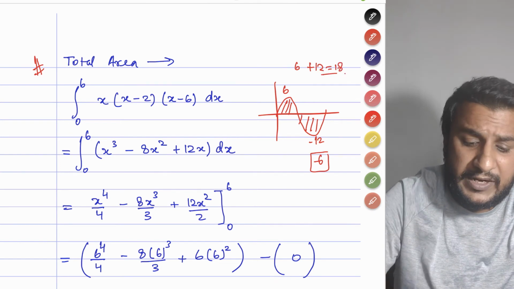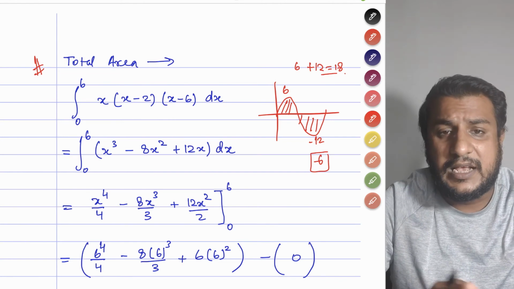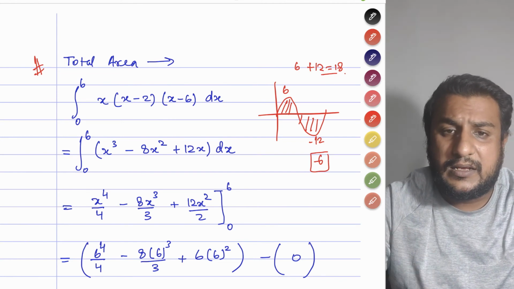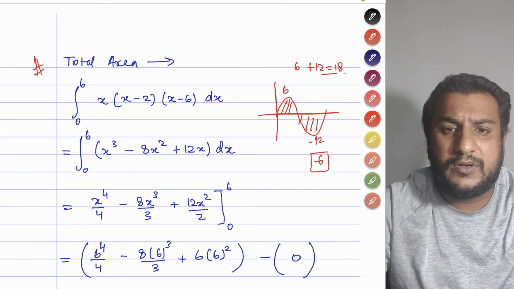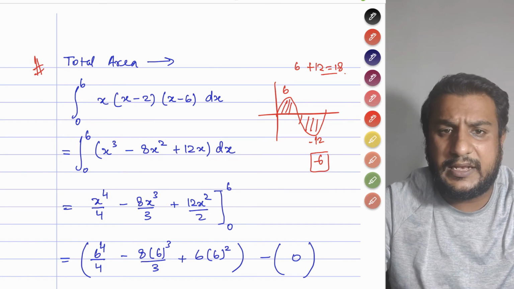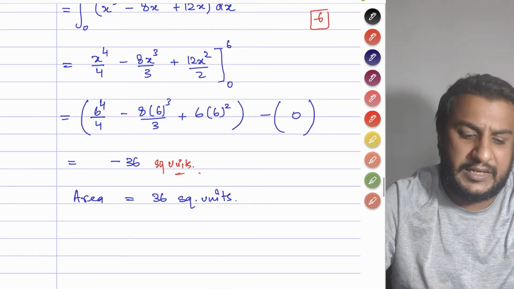So are you getting my point? Whenever your graph is below the x-axis, calculate the area separately and take the modulus of that, because we are working only with area and area has to be positive. Then sum up the areas.